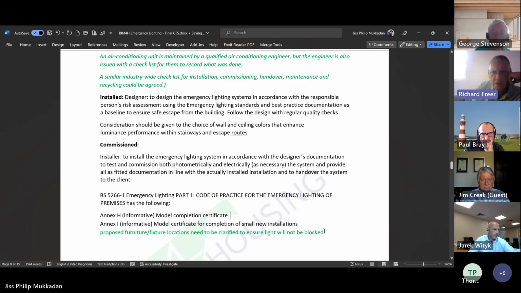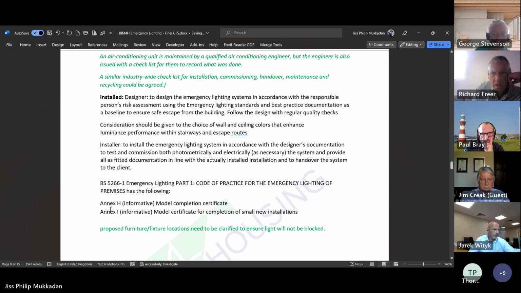Just delete commissioned. Yeah, it says here, doesn't it? To test and commission both photometrically and electrically as necessary the system and provide fitted documentation in line with the actual installation and hand over the system to the client. Would that cover your point, wouldn't it, Jarek?